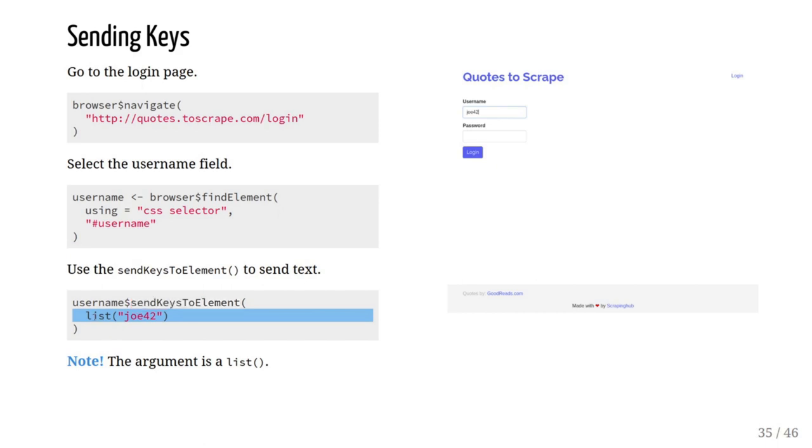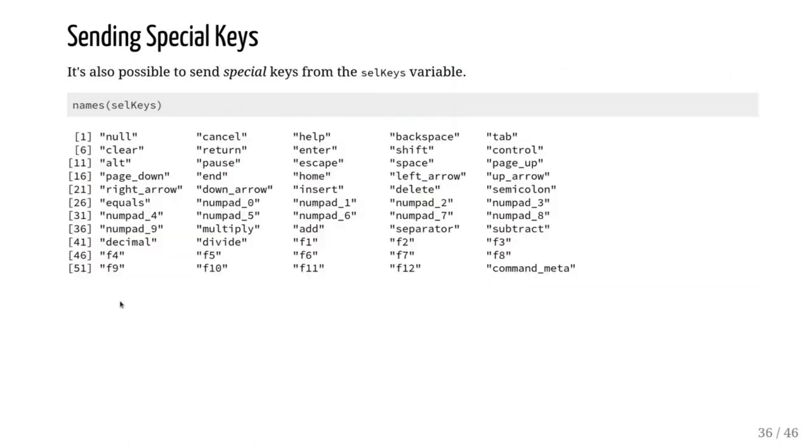Importantly though, the argument to the send keys to element method is a list, right? So we're sending a list that contains only a single element, and that is the string that we want inserted into that field. Now, in addition to just sending plain text like Joe42, we might also want to send other special keys to the page.